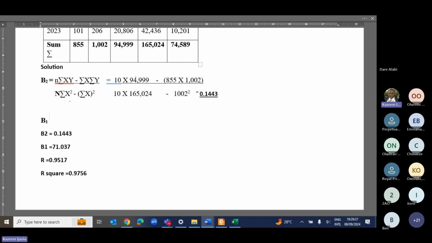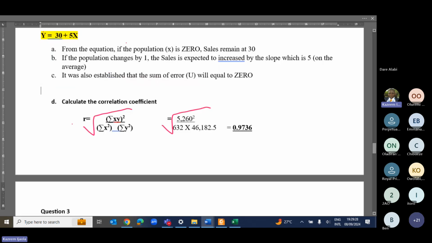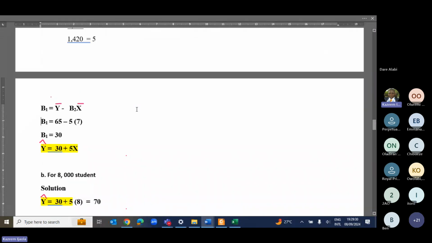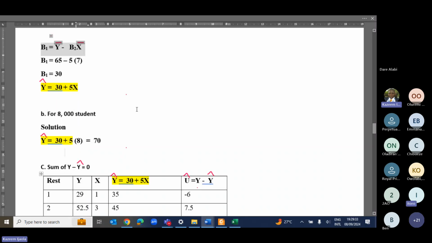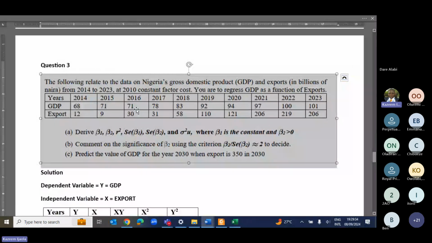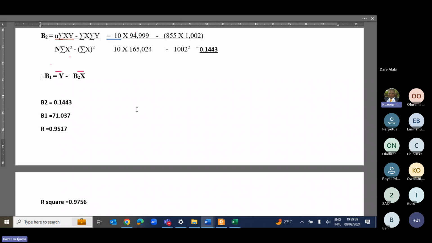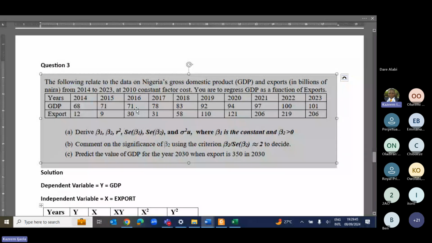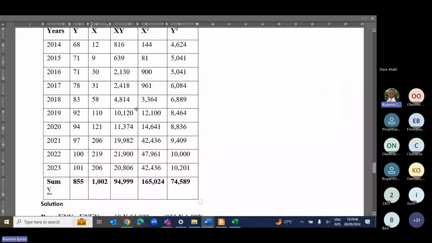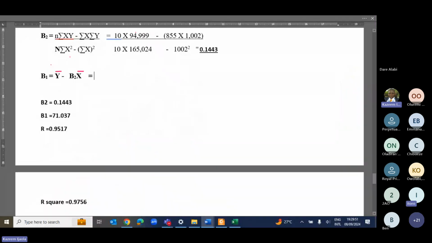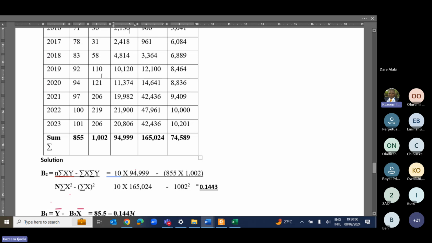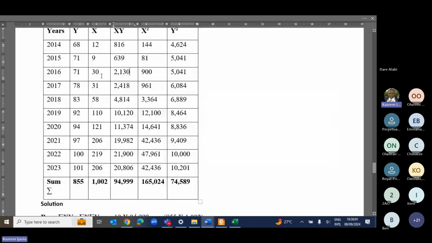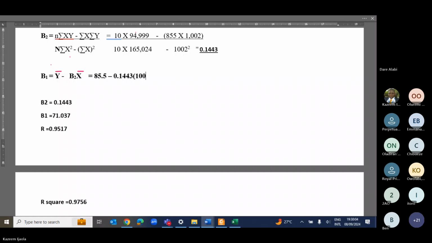Let's do beta 1. So beta 1 is y bar. What's our y bar? Y is 855 divided by 10, that's 85.5, minus beta 2, 0.1443, times x bar. Our x bar is 1002 divided by 10, that's 100.2. All things being equal, this should give us 71 point something.